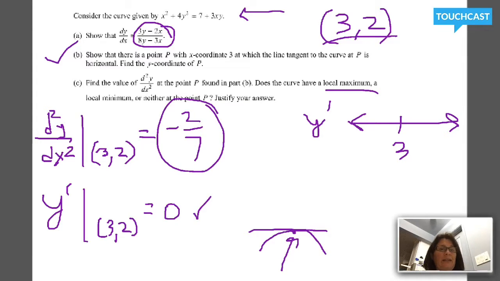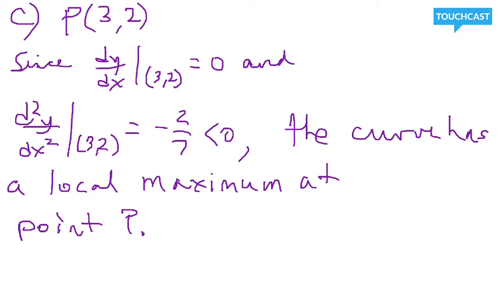So I'm going to write up my final answer. So this is what I wrote. I wrote myself a little note. The point P was the point 3, 2. I wrote, since dy dx evaluated at 3, 2 equals 0, and d squared y dx squared evaluated at 3, 2 equaled negative 2 sevenths, which is less than 0, the curve has a local maximum at point P.